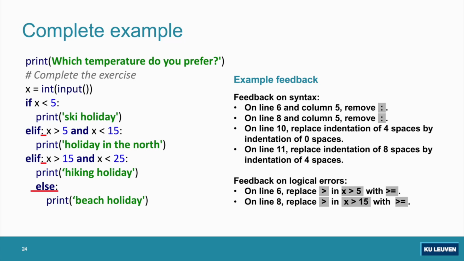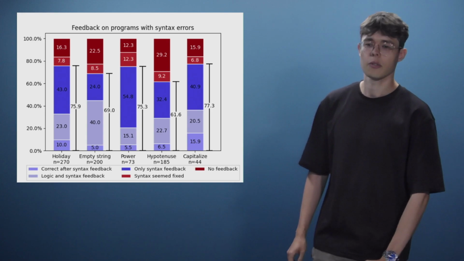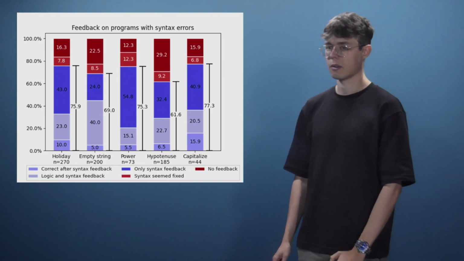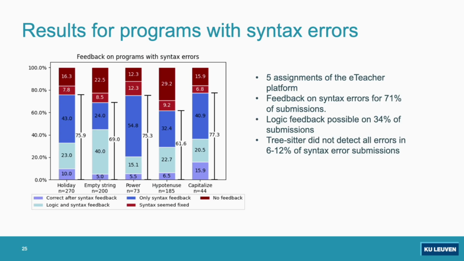The feedback shown here as text is an example, but isn't necessarily what should be shown to the student immediately. It might be more interesting to show hints that don't spoil the solution first, which can of course be generated based on the info from our system. Let's first take a look at programs with syntax errors. We've tested our system on 5 different assignments on the eTeacher platform.